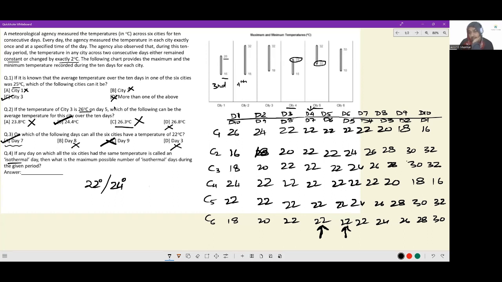These three, can I get them to 24? This can happily turn to 24, no problem at all. 24, 24. This is already 24. Can I turn this to 24? Yes. So this will also, oh, I can't. Or maybe I can. Let me see.